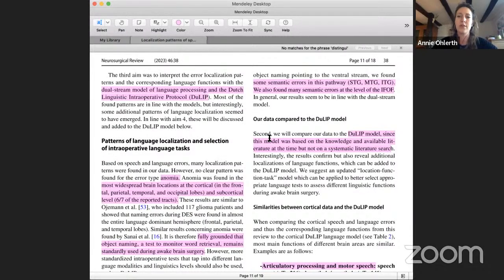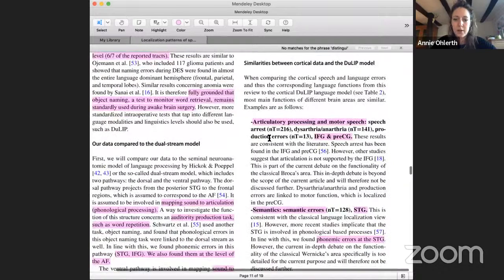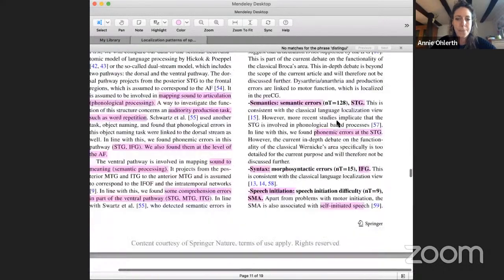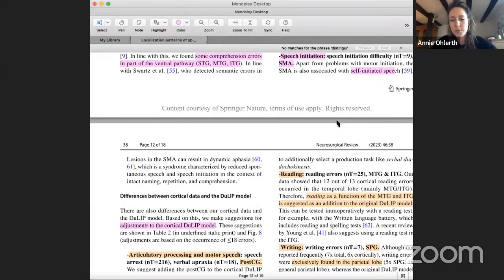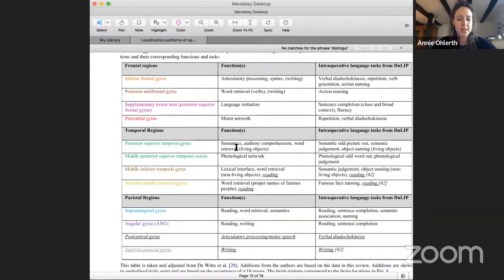Particularly the semantic errors on the stimulation of the IFOF. As a last step, shortly mentioning how this all relates to their own DuLIP model. I'll show you a figure for that in a second, which they came up with about 10 years ago, and now this is, so to say, an update paper on this. They first pointed out all the error patterns that did confirm their own little model, and I'm not going to spend too much time on that. I'll show you what it looks like. But more specifically, they did an update on it. So this is their model here in table 2, what they suggested.